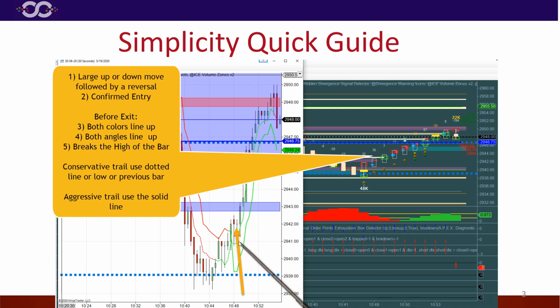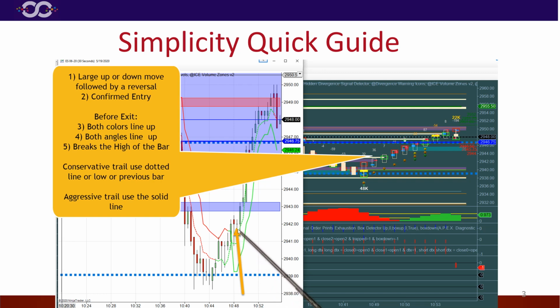If this closes up, this is going to angle up. If it's angling down and the next bar closes up, it's going to angle up. So you can tell if it's going to angle up. You can also tell if it's going to turn green because it has to close above the line or below the line to turn green or red.